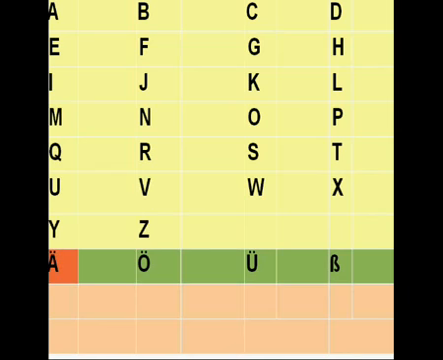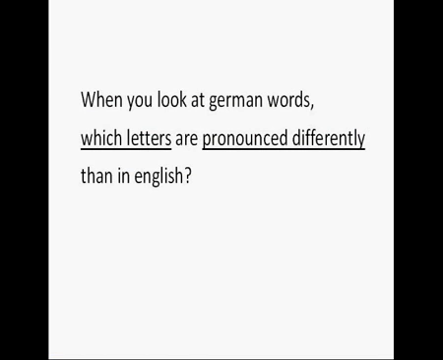Ä, Ö, Ü. The last three ones are also called German Umlaute. And finally, the letter SZ, also called scharfes S. So, when you look at German words, do you know which letters are pronounced differently than in English?